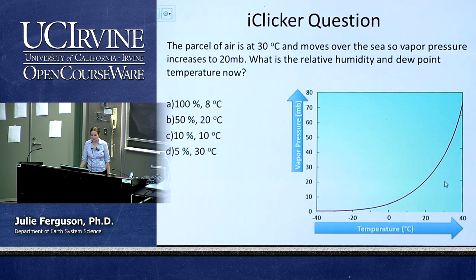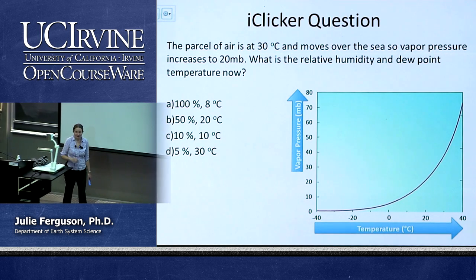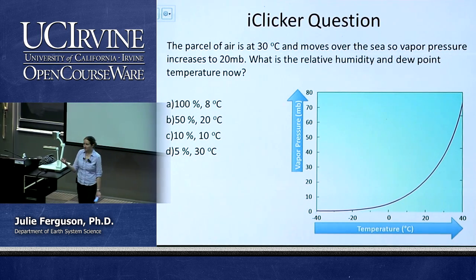So here's my vapor pressure, and that's my actual vapor pressure. That's what's actually in the air, that 20 millibars. But at 30 degrees Celsius, what could we potentially have? If we follow a line up from 30 degrees Celsius, we can see that we could potentially have 40 millibars if we want to hit saturation vapor pressure. So 20 divided by 40 times 100% is 50%. Okay? Does that make more sense now?